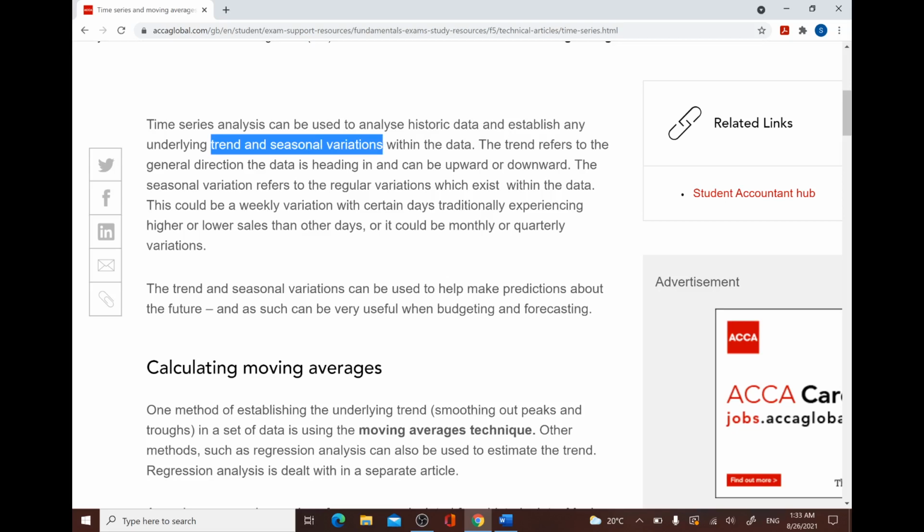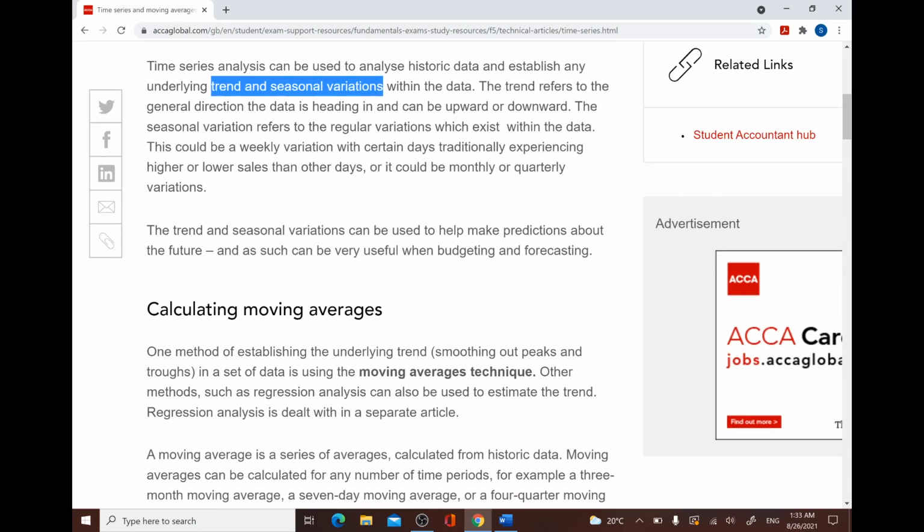So the trend refers to the general direction of the data that is heading in and can be upward or downward. The seasonal variations refer to the regular variations, so that's the changes which exist within the data. So we get to know that when you see the word trend, for example, over the years, you can see whether the sales is increasing or decreasing generally. And that's what we call trend. But seasonal variation, probably under certain period of time, things may change.